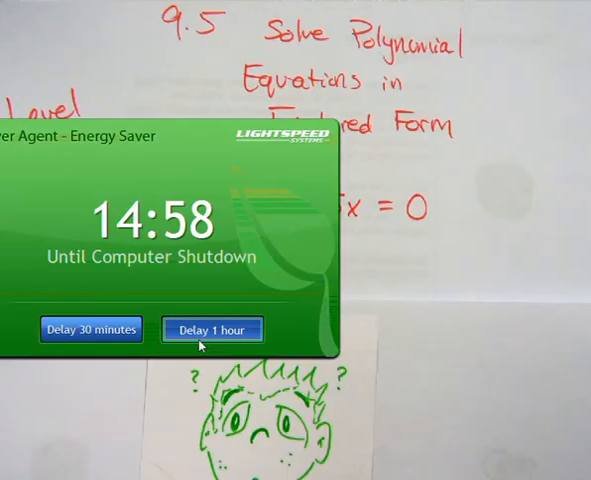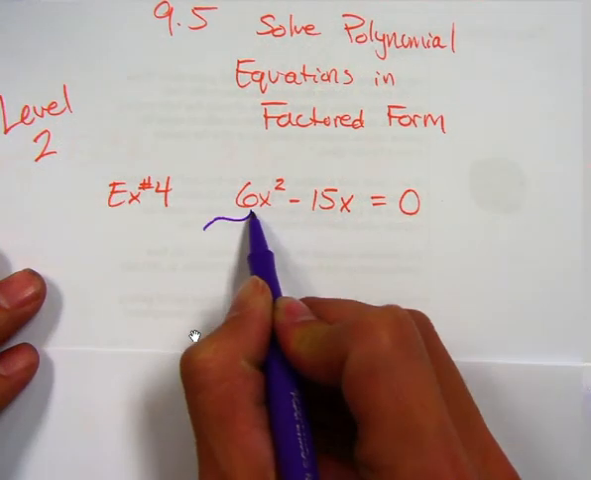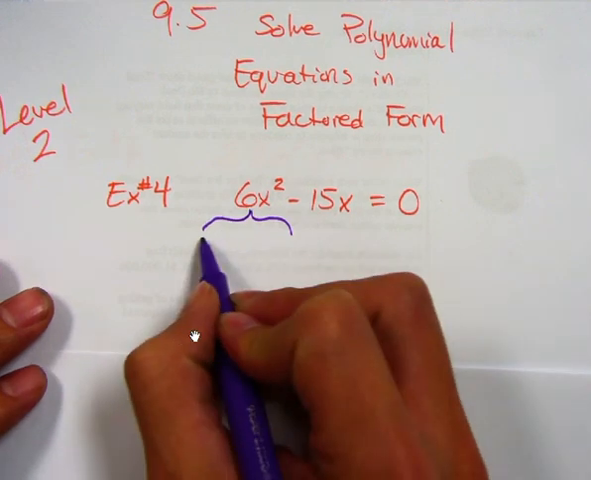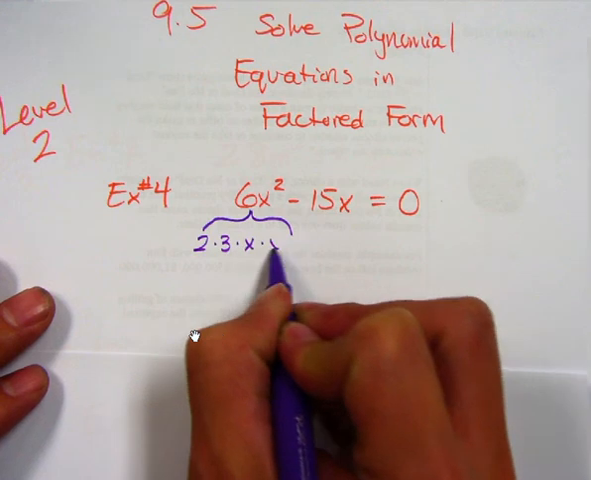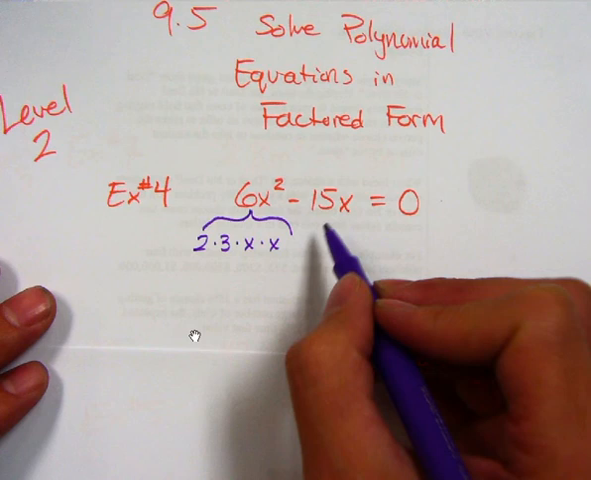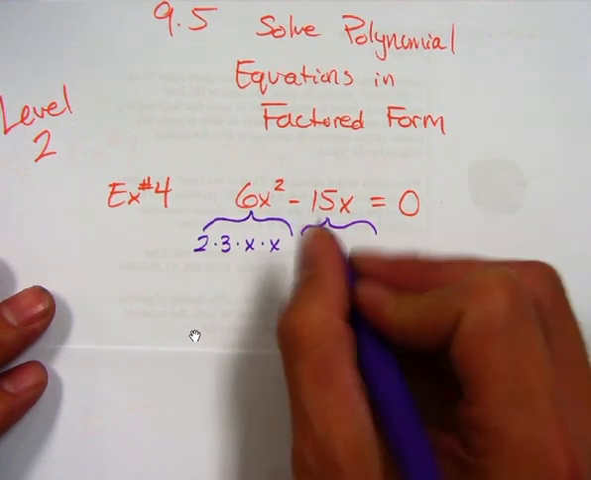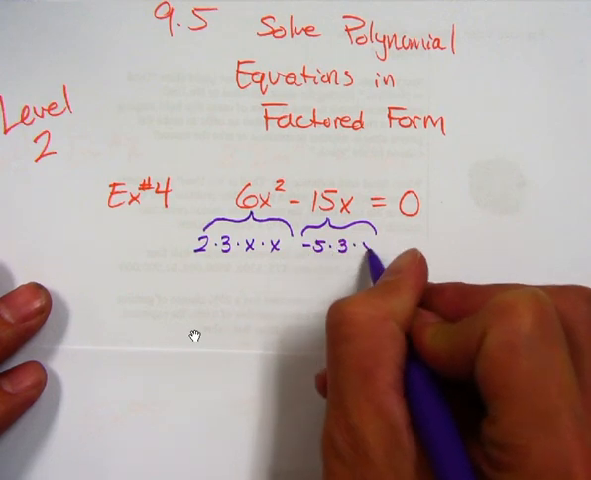All right, so let's take a look. Let me move this guy out of the way. If I have this problem here, I need to figure out just this term alone, just this 6x squared alone. What does that break up to? Well, I could easily say that that's 2 times 3 times x times x. Those are all the factors of this term here. Now, if I take a look at this other term, this second term, negative 15x, I could possibly say that that's negative 5 times 3 times x.